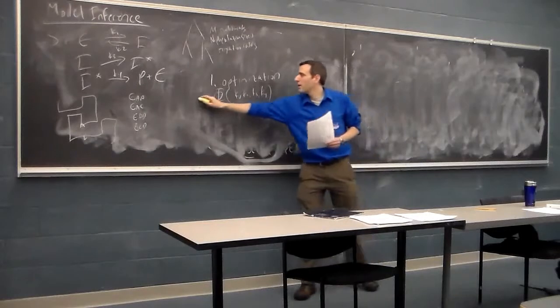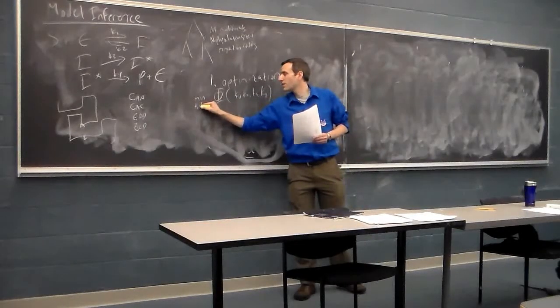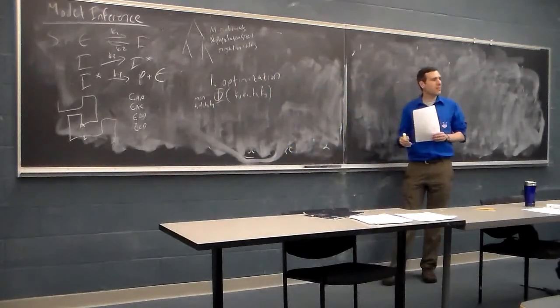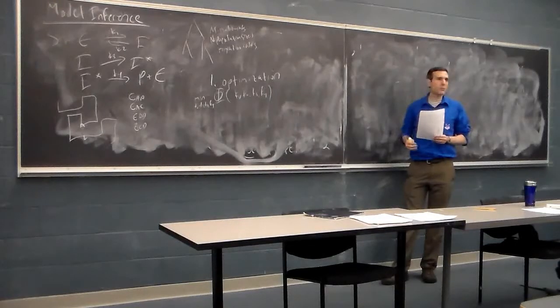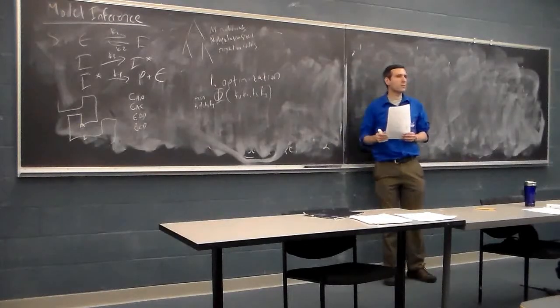So it's the problem of trying to find the minimum value over choices of k1, k2, k3, and k4 of phi of those k values. So once we recognize that, we can apply all of our tools for optimization we learned in the first part of the class, and that's one way you can learn parameters of a model. Does this make sense to everyone?